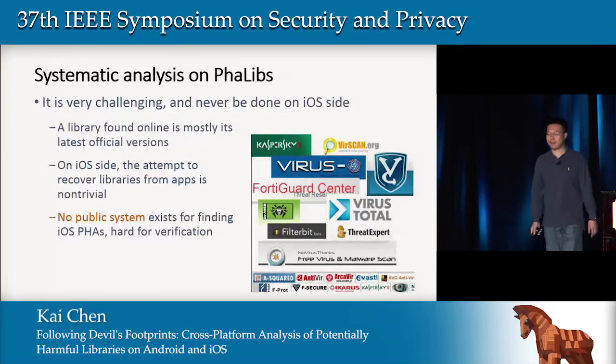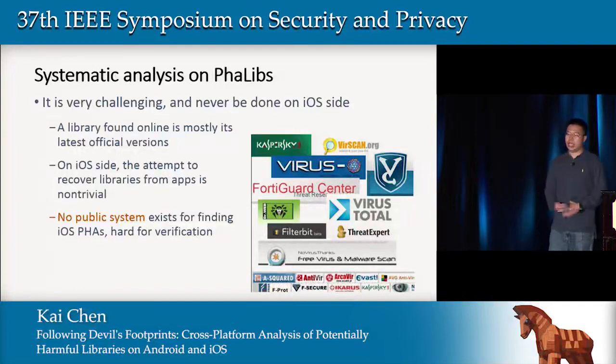We want to do research on these potentially harmful libraries, but it's very challenging, and it has never been done on the iOS side. Mainly there are three reasons. The first one is that a library found online is mostly its latest version. Usually in the latest version, we cannot find the potentially harmful code on site. If we want to find other parts of code, we need to collect the apps and extract the specific version of the library from them.